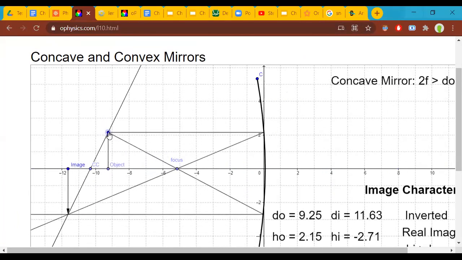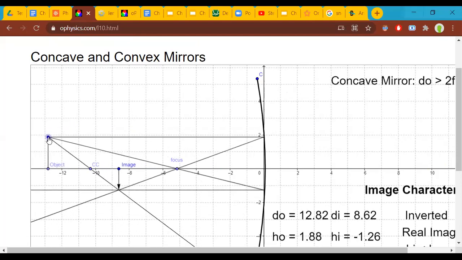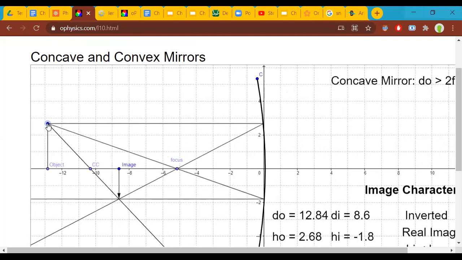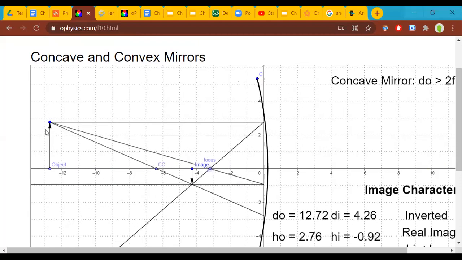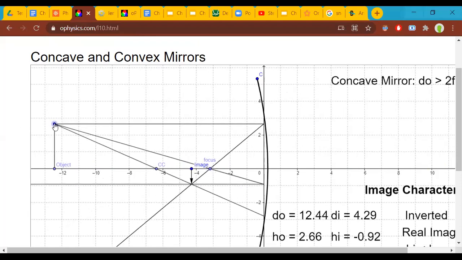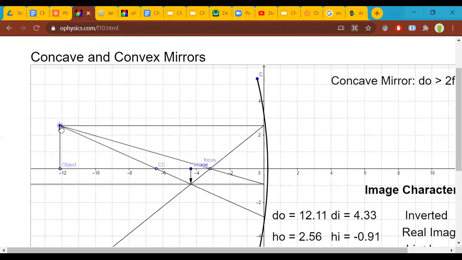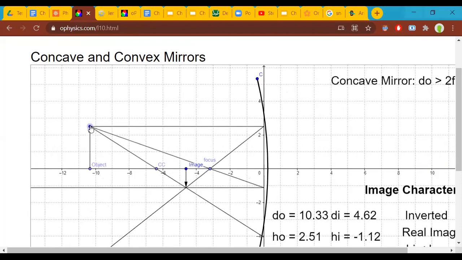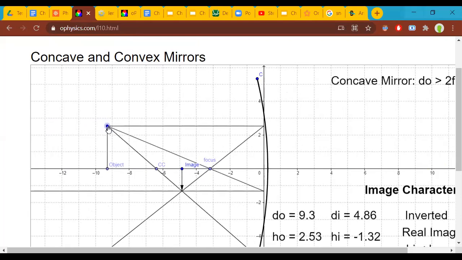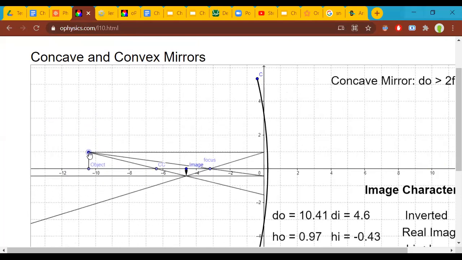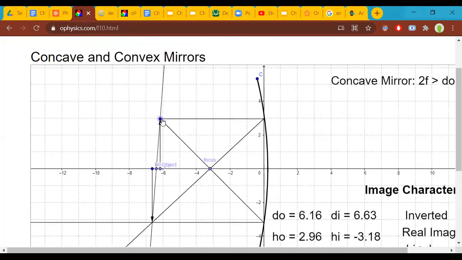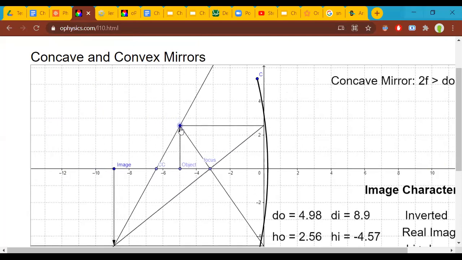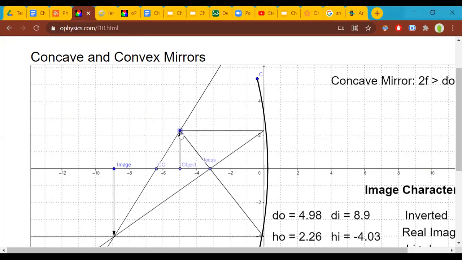So here's a concave object, and we see that when the object is far away from the focus, the image will be in front of the focus, and it'll be inverted. No matter how tall the object is, the image will be smaller. As you get closer to the focus, though, the image gets magnified and is now farther away from the focus than the object.